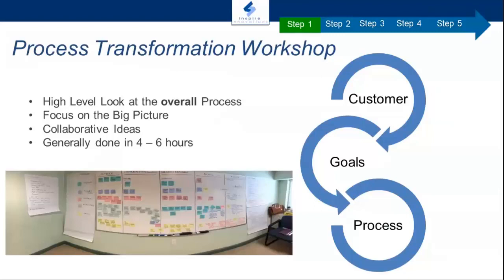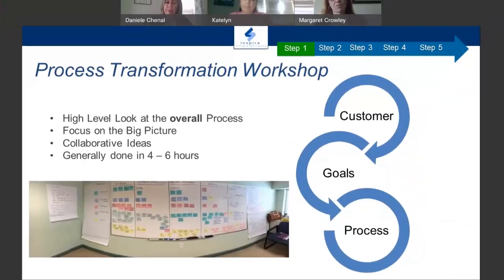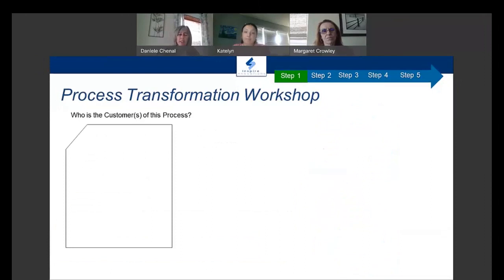We do this in an in-person workshop. There are tools that you can use to do it online as well, but generally we do it in person. You can see in the picture the outcome of the workshop, and we usually do this in about 4 to 6 hours. So I want to do a little role playing with my team so you can get a feel for how this works.